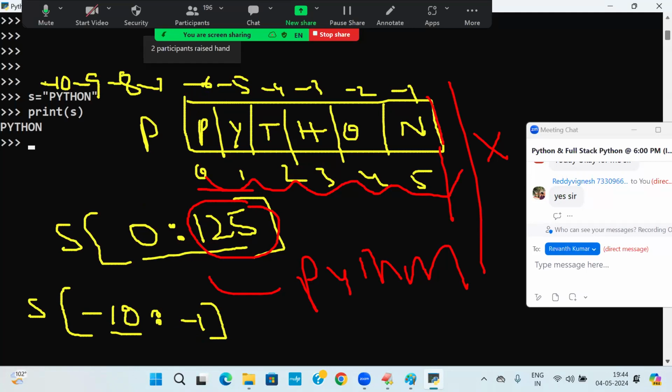-10. It is trying to locate what? -10, the beginning. Do you have -10? No. Do you have -9? Do you have -8? Do you have -7? Do you have -6? Yes, from there the data starts taking, to where? -1. What is that? Answer is what? Python.